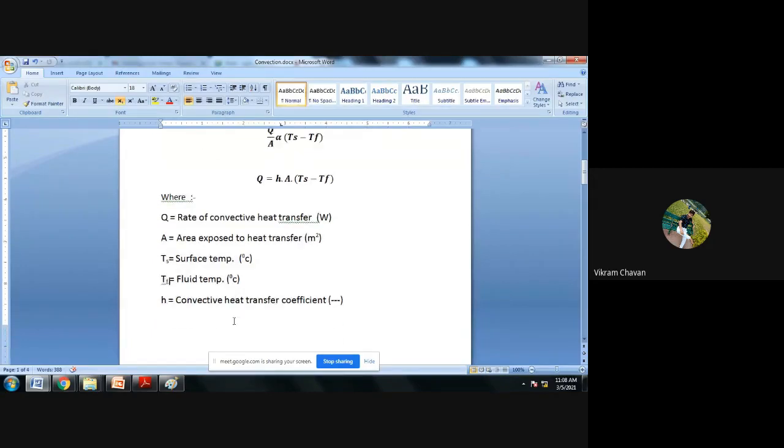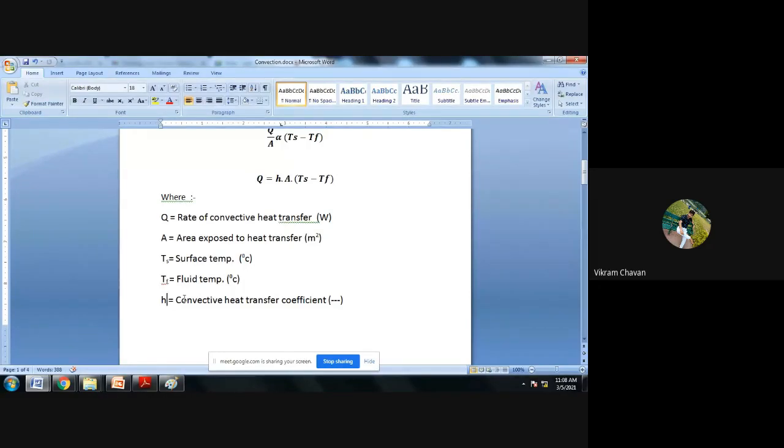Then H is the convective heat transfer coefficient, which is a proportionality constant in this Newton's law of cooling, and we have to determine the unit for this particular H.